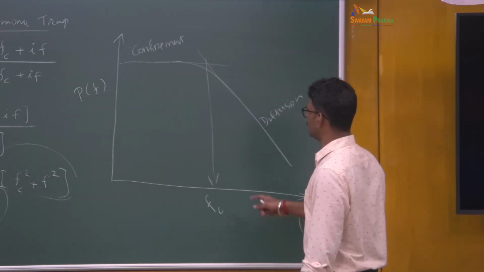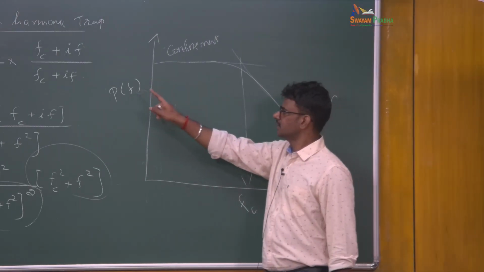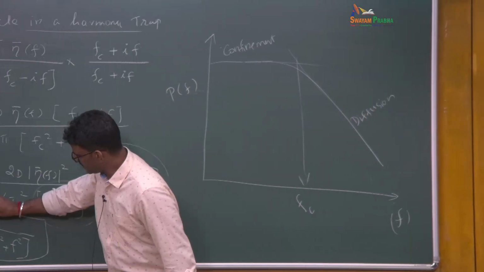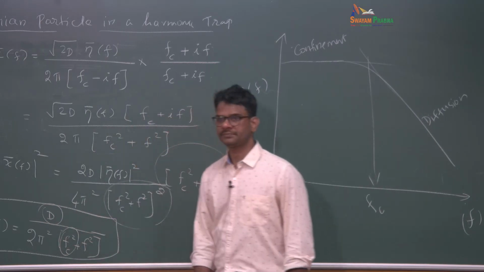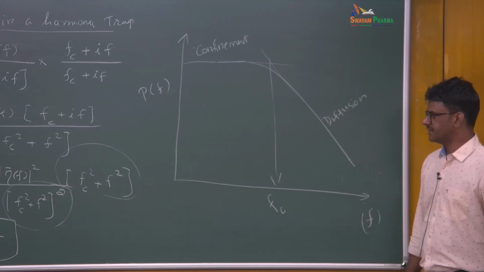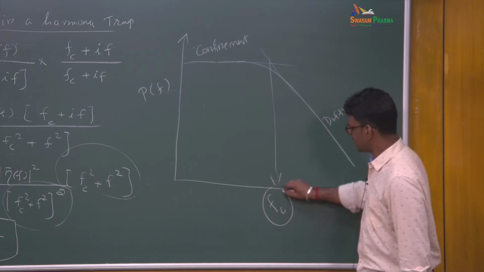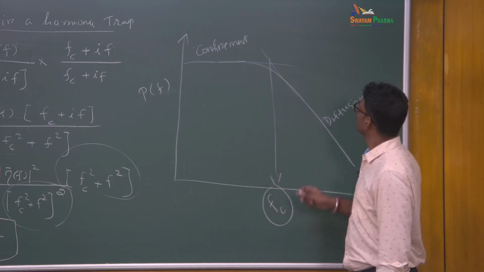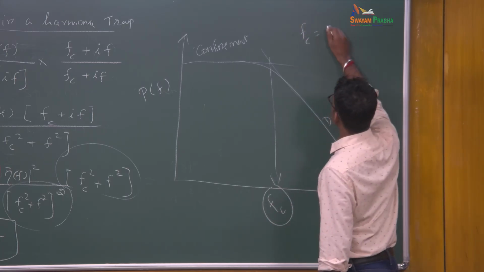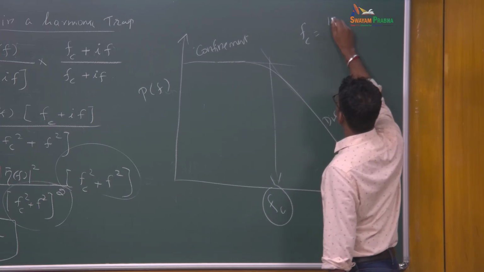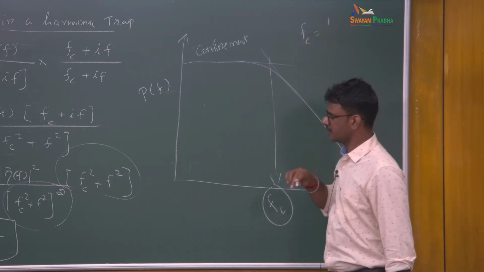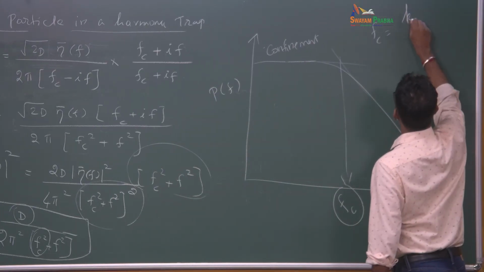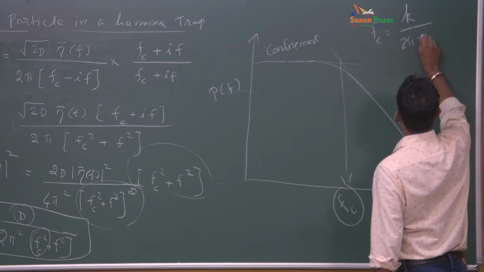Now what we do is experimentally measure the power spectral density and then fit to this equation. The fitting constants are D and Fc. Physically, Fc means the transition from diffusion to confinement. And what is the definition of Fc? Is this gamma by k or k by gamma? K by gamma? K by 2 pi gamma, I think, something like this.